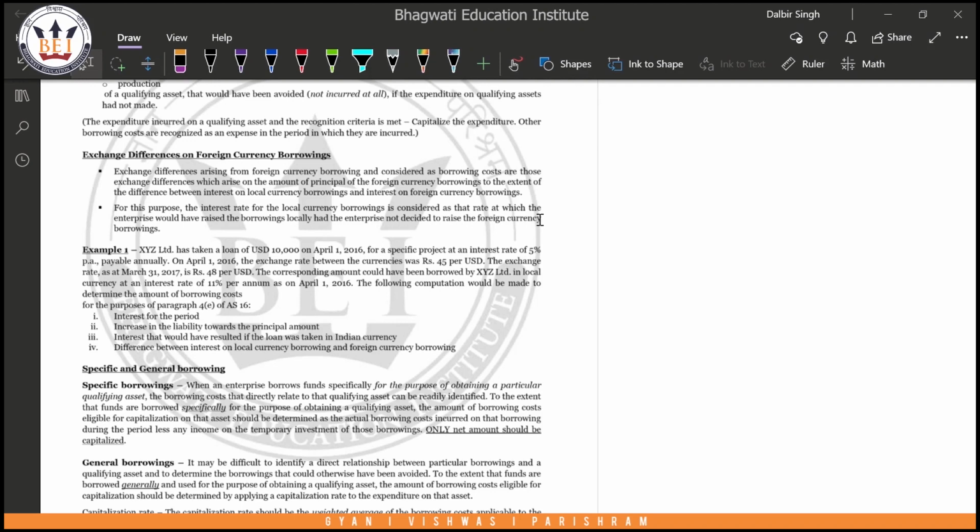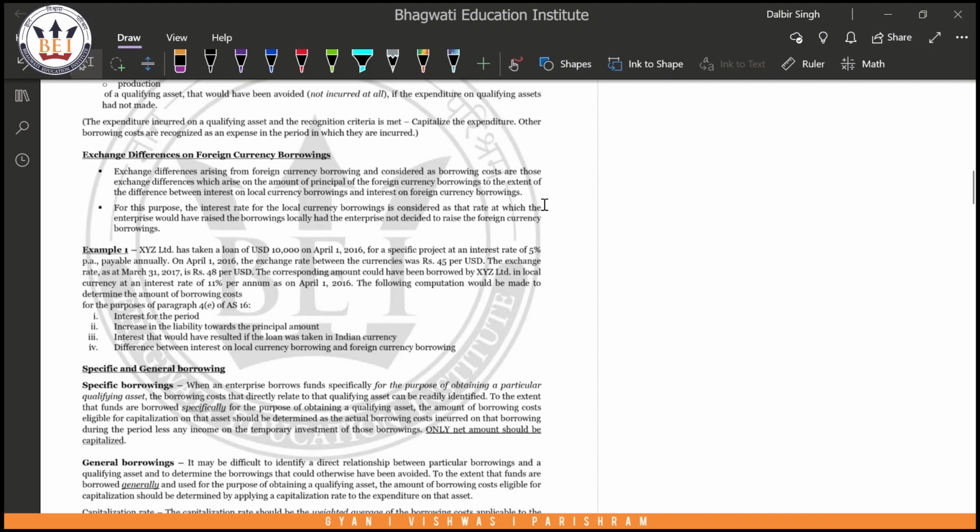Now they've asked you four things to calculate, which is interest for the period, increase in liability towards the principal amount, interest that would have resulted if the loan was taken in INR, and difference between interest on local currency borrowings and foreign currency borrowings. Okay, these are pretty simple requirements.